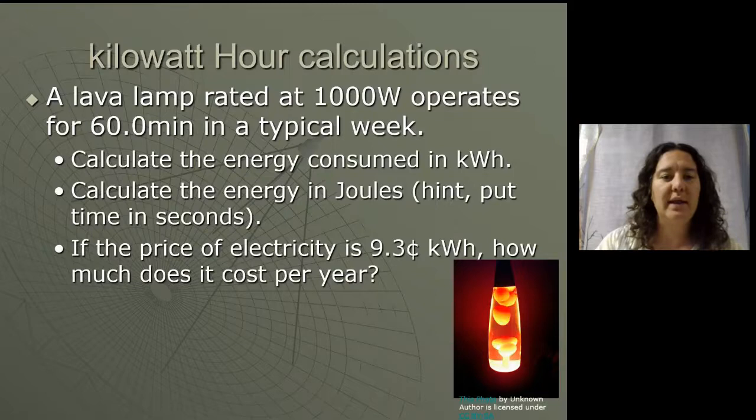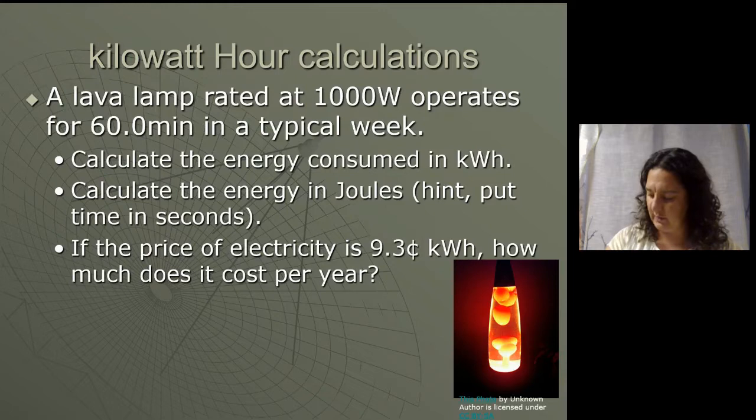So we're going to do a kilowatt hour calculation for a lava lamp that operates at 100 watts a week for 60 minutes. So we want to calculate the energy consumed in kilowatt hours. So 1,000 watts is equal to 1 kilowatt. 60 minutes is equal to 1 hour. So we have about 1 kilowatt hour consumed per week in that lava lamp.